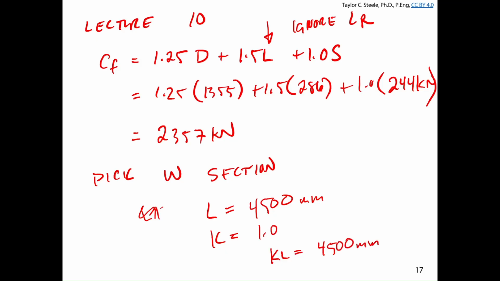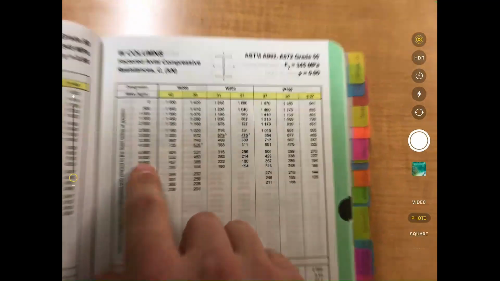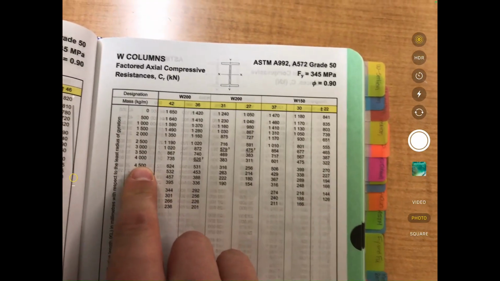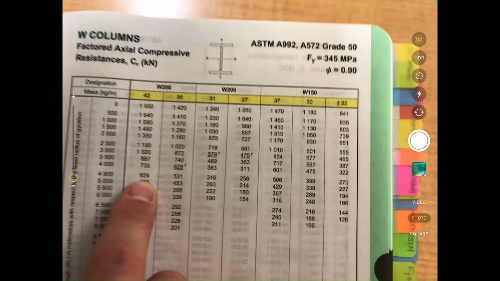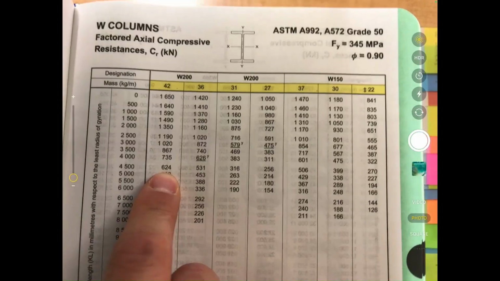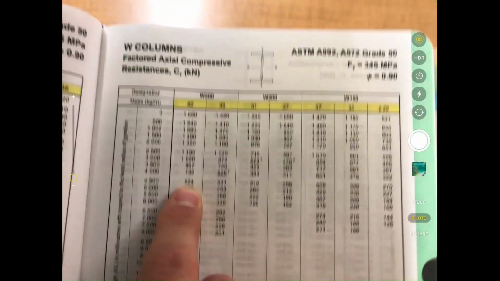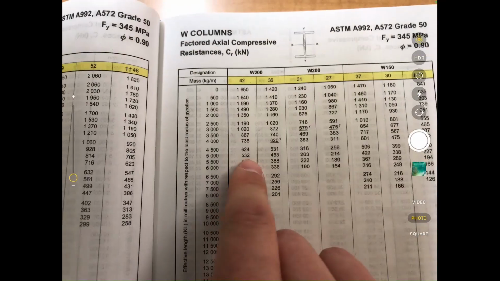Okay? So I need to find in the tables a section that will have a compressive resistance that's big enough based on the effective length of 4,500. Okay, so basically I'm going to come down here. Here's 4,500. Will a W200 by 42 work? Will that work? At least one person shaking their head. 624 kilonewtons, that's nowhere near enough, so that's not going to work.